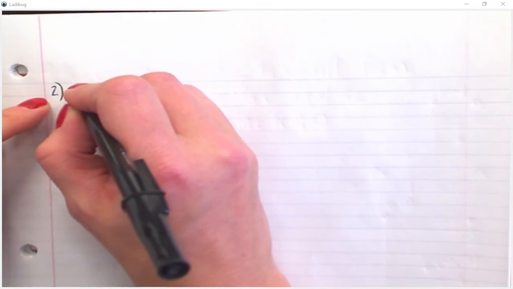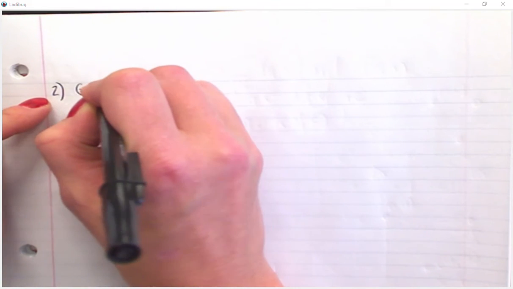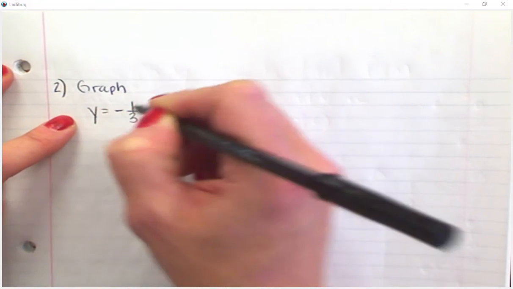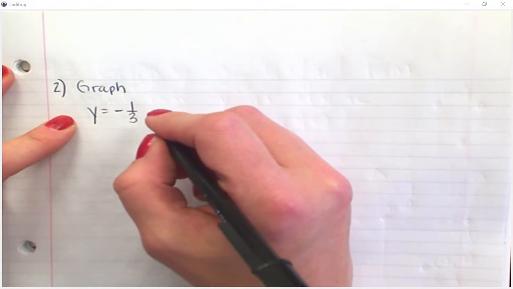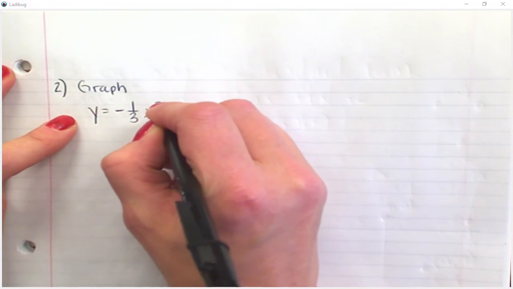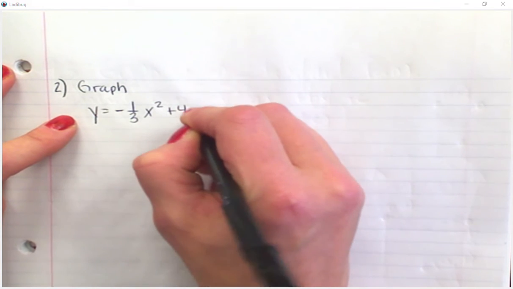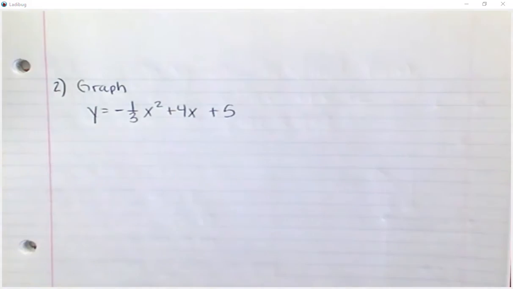Okay? Choice number 2. And I'm going to use fractions so that you have a chance to see it with the arithmetic that's a little bit more difficult. And then I'll give you practice with a little bit simpler. Okay, so we're going to graph y equals negative 1/3 x squared plus 4x plus 5.